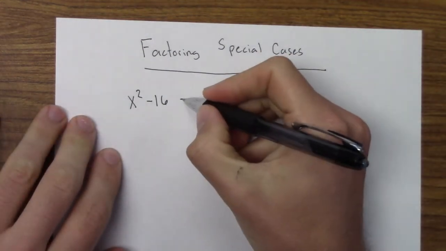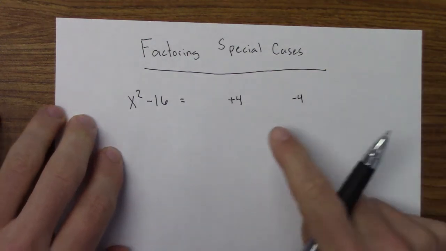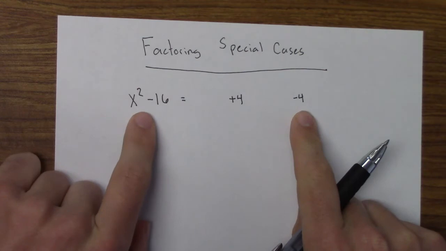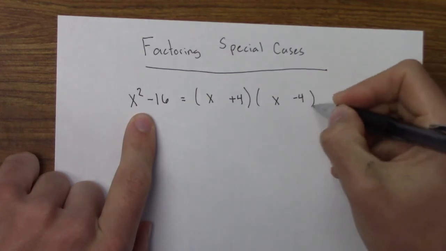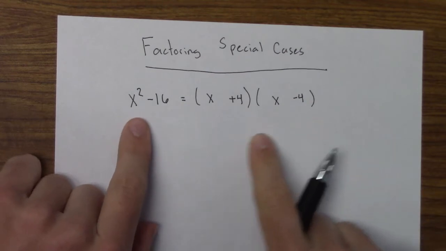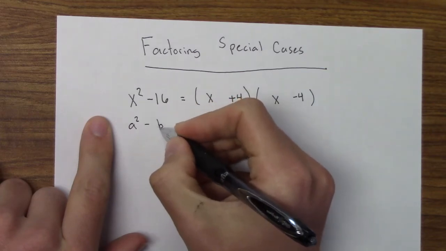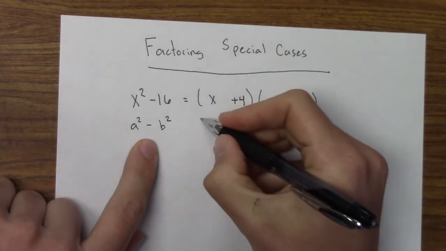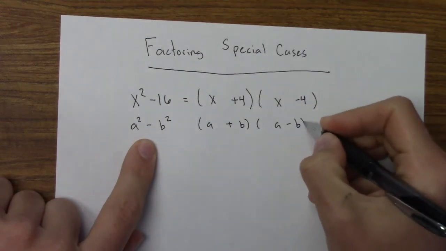It turns out that those two numbers that are going to work are a plus 4 and a minus 4. 4 times a negative 4 is a negative 16. 4 plus a negative 4 gives me 0 for that middle term. And sure enough, I now have my two factors, x plus 4, x minus 4. This is a shortcut pattern, and it works like this. If your first term is squared and your second term is squared and they're being subtracted, then your pattern is just going to be a plus b and then a minus b as its factored form.